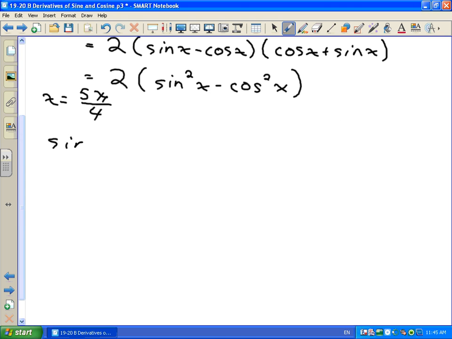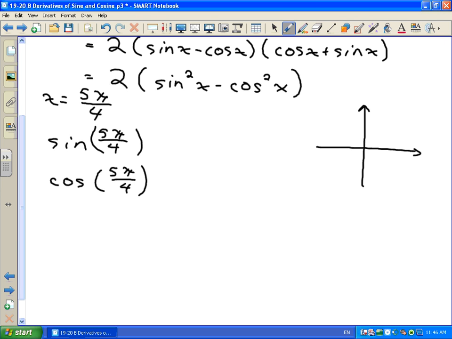sine 5 pi over 4 and cosine 5 pi over 4, because they both appear in my expression here, and then evaluate what the whole derivative is going to be equal to. So 5 pi over 4. What does this angle even look like? What quadrant is it in?